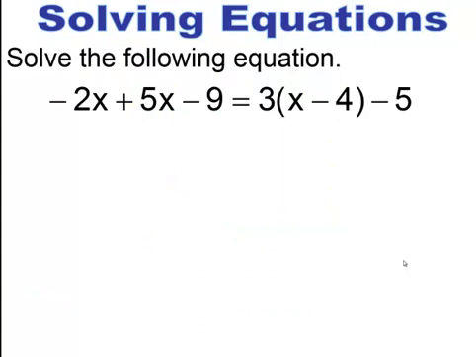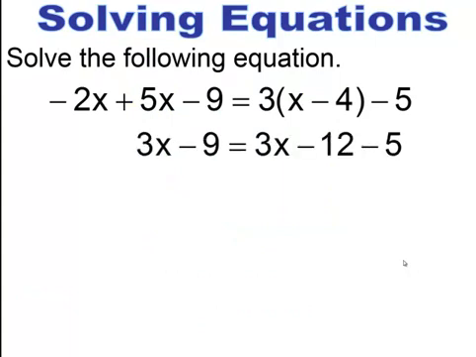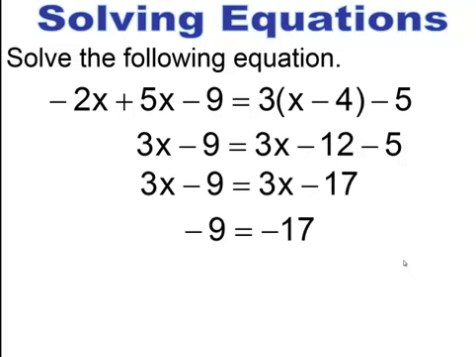Pause and try. You combine like terms, you do the distributive property, then you need to combine like terms on the right. You get the variables together and you're left with this. A -9 equals a -17. The variable was eliminated. Now you need to make a decision. This is no solution because -9 does not equal a -17. No solution, or you could state empty set.